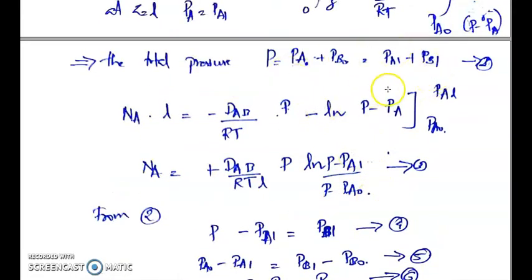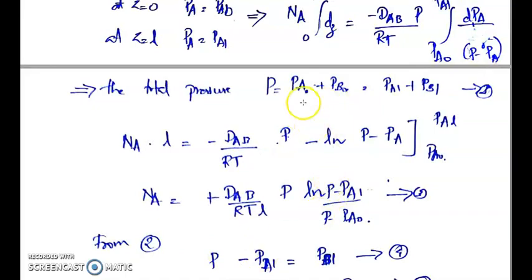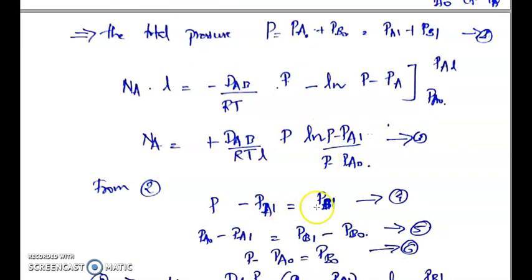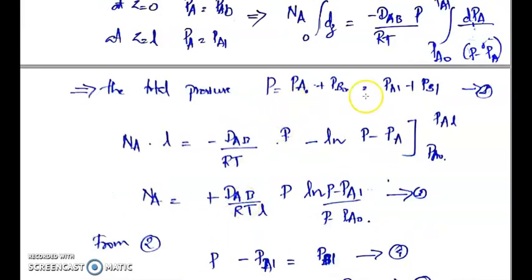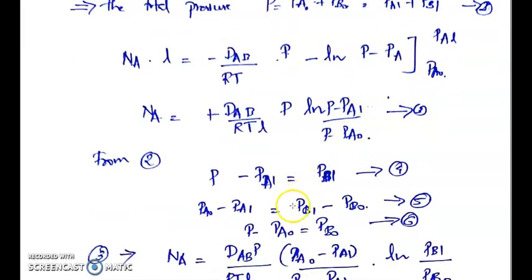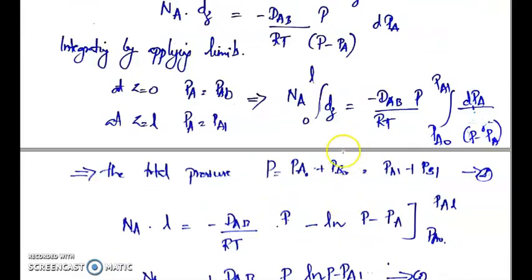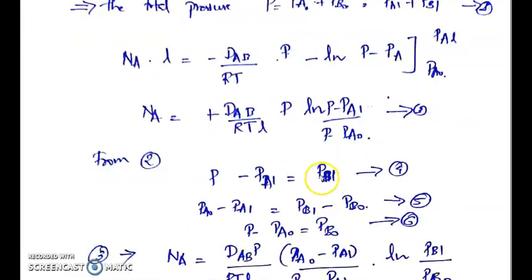Okay, from this expression, equation number 3, we can write three relations. P is equal to PaL plus PbL, so P minus PaL is equal to PbL. Similarly, considering these two, Pa0 minus PaL is equal to PbL minus Pb0, if you consider only these two parts. Similarly, we can write P minus Pa0 is equal to Pb0.